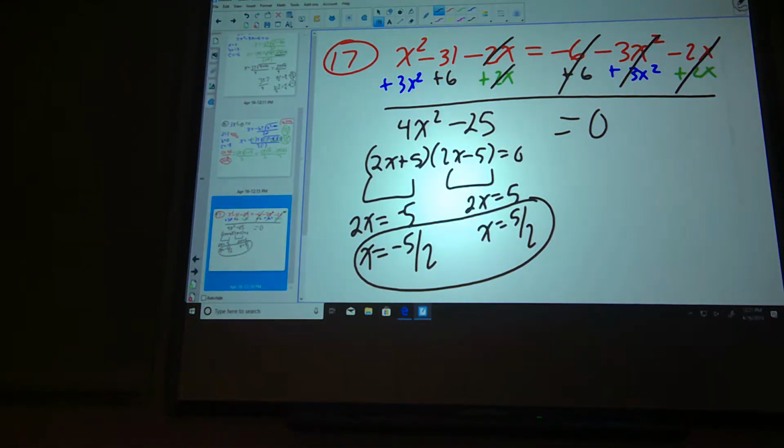So if you see the trick, it'll be quicker. If you plugged it in the quadratic, you might be dealing with a pretty good sized number because your c value is negative 25. Anything else?